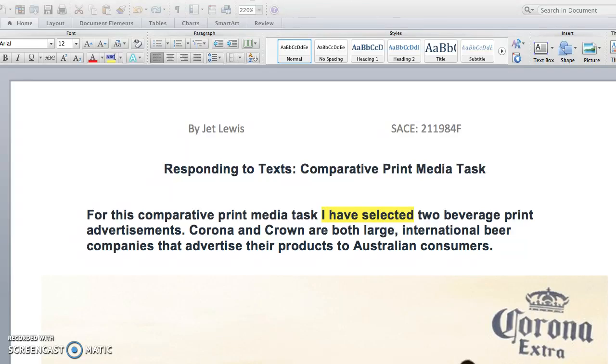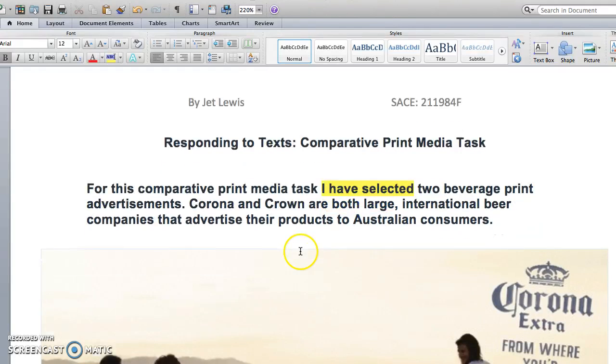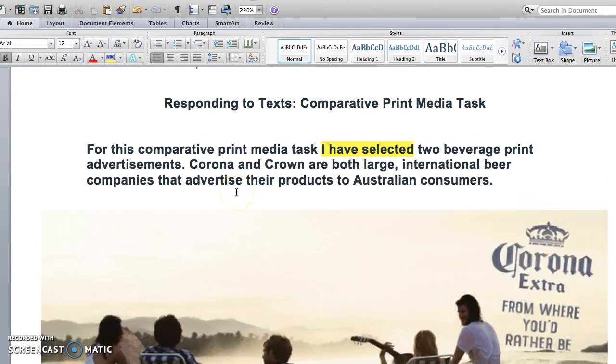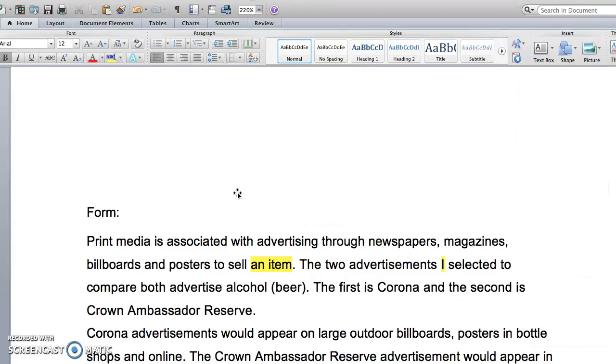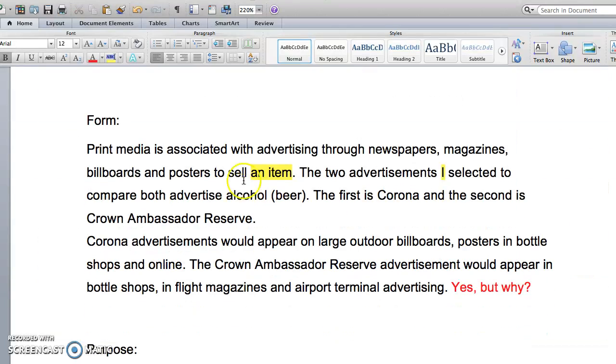Okay, hi Jet. I have read through your draft and I have highlighted a few areas and I'll talk you through what you need to be looking at. So, to start off with, I think I already said to you, don't use "I have selected". We're in year 12, we don't say I. You probably don't even need this. You could even just take that down and put it in your form as a sort of introduction.